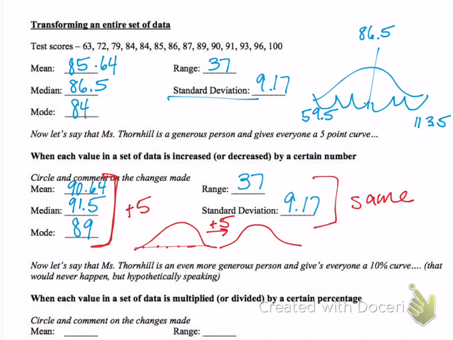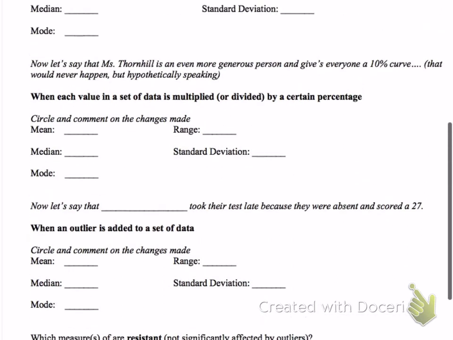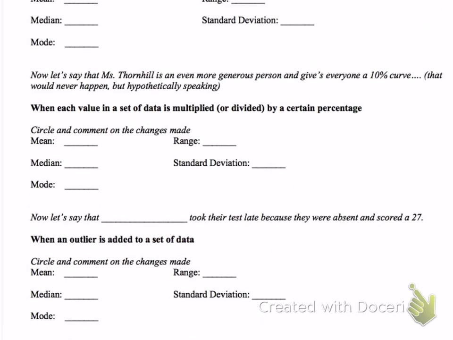Okay, so now the next part. Let's say that Miss Thornhill is an even more generous person, and I'm going to give everyone a 10% curve. That would never happen, but hypothetically speaking. So now let's go back to the original data, so type in the original. And then how could I give everyone a 10% curve? What would I need to multiply each point by?